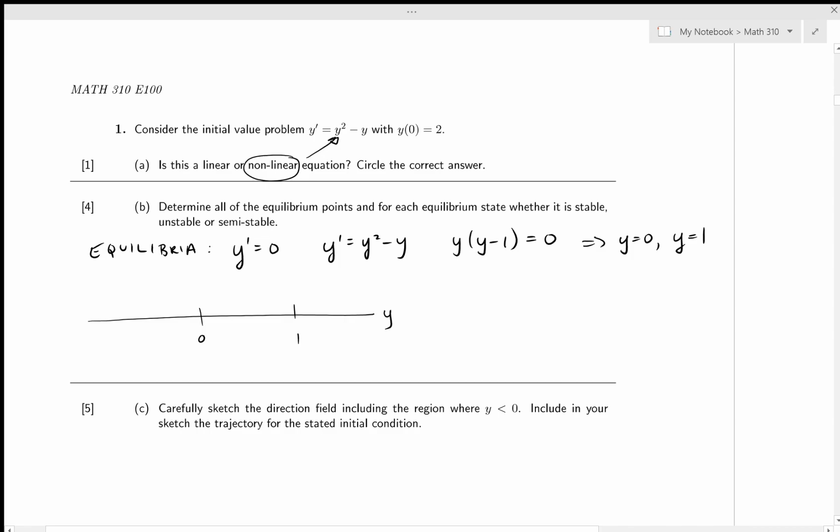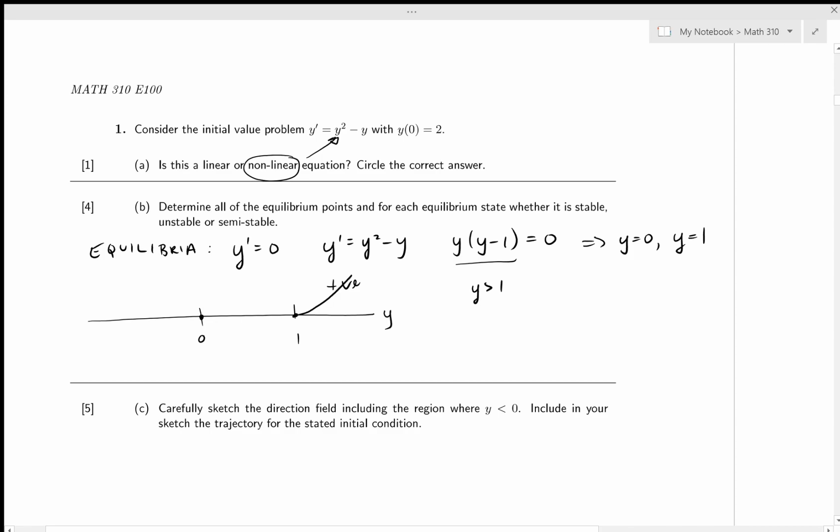I know that the derivative is 0 at those points. What I really want to know is the derivative on either side of each point, so I'll do that via a test point. I look at some number bigger than 1, y greater than 1. Looking at the equation, when y is bigger than 1, both factors are positive. So over here the derivative is positive.